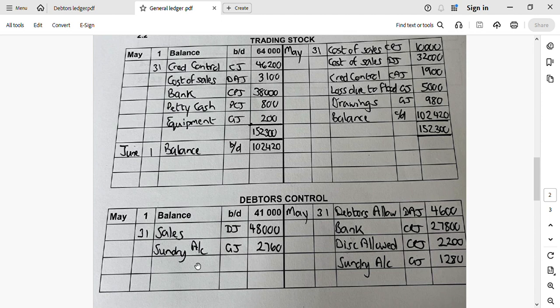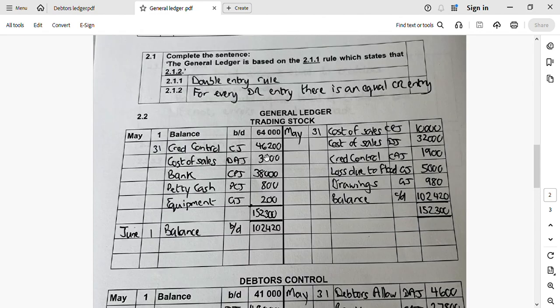We were then asked to balance the trading stock account. By now you should be able to balance accounts easily. You add up the plus side first. You take the total across to the other side. To get this balance carried down here, you subtract all these numbers here from your total. That will give you your balance, and then you bring the balance back down to the plus side. That is the value of the stock that you've got on hand at the start of the new month. Debtors control, we were not asked to balance.